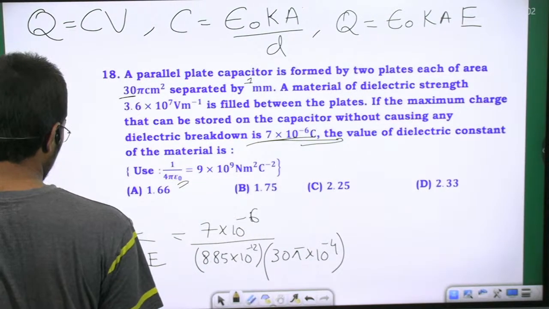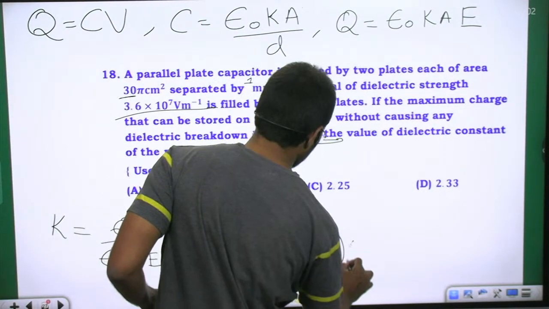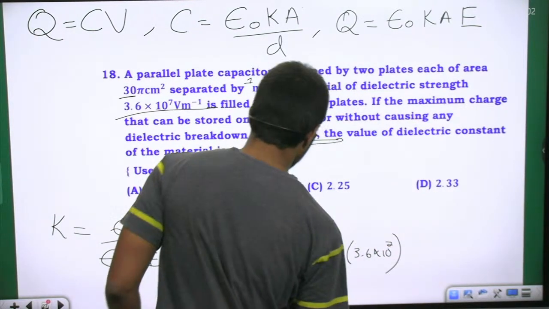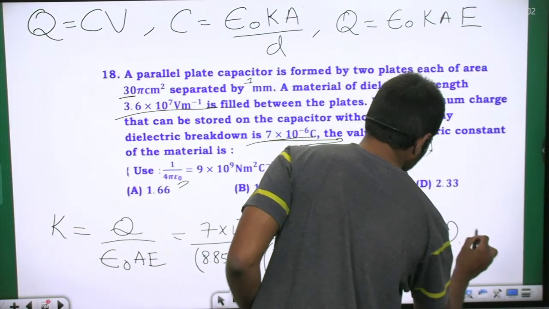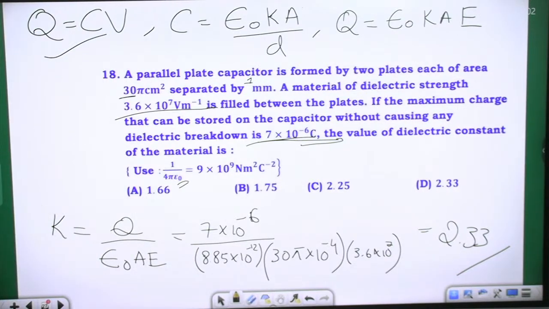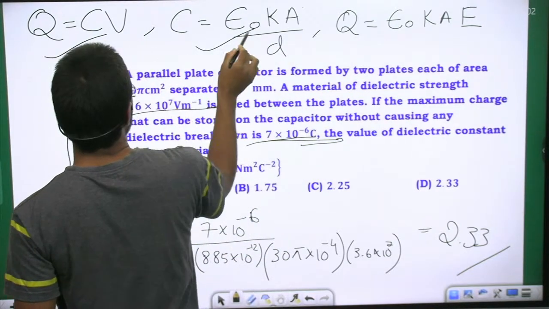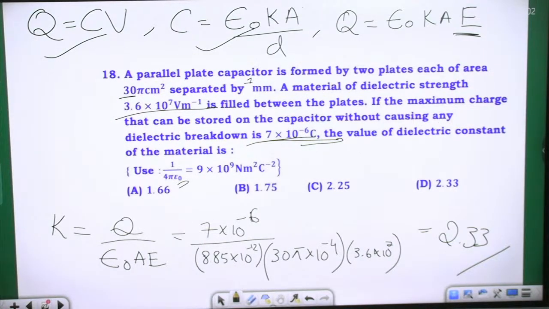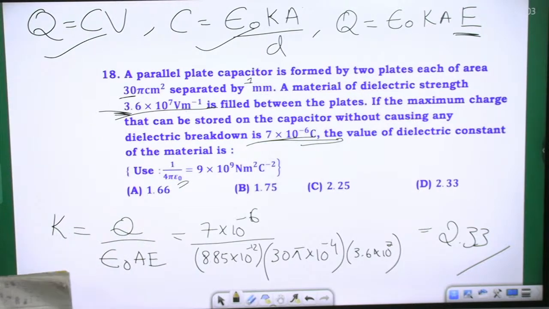Next, E, the dielectric strength, is in SI units: 3.6 into 10 power 7. So what do we get? We get the value of K as 2.33. There is nothing much logic behind it. We know Q is equal to CV, and we know the capacitance formula. Replace the capacitance in Q is equal to CV. What is this E? Nothing but V by D, the dielectric strength in volt per meter. So just solve for K and we get the answer.